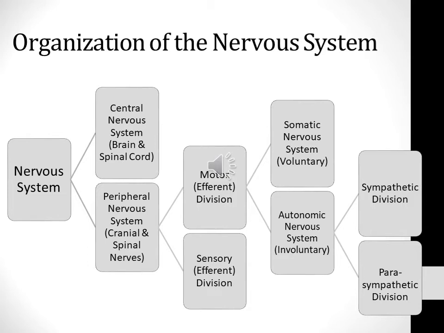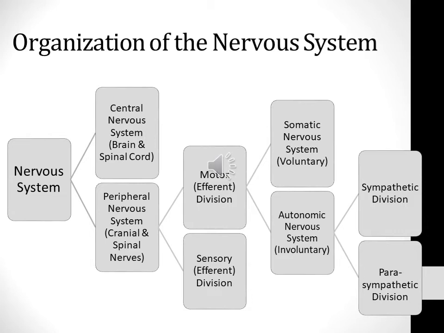Your motor or your efferent, your effect system, is from your central nervous system to effector organs, so to muscles and glands to bring about the response. So your motor division is your response system. That division breaks down into two additional smaller sections, your somatic or voluntary system, and your autonomic or involuntary system. Okay? So everything here is from the central nervous system to effector organs.